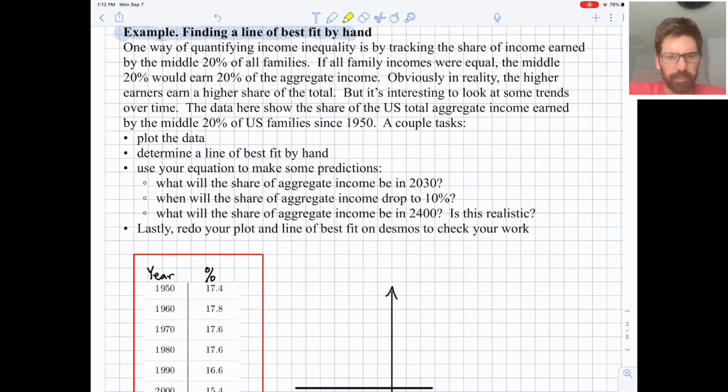So we have some real-world data that quantifies income inequality by tracking the share of income earned by the middle 20% of all families. If you divide all families into percentiles based on their income, let's find the middle 20%, so from 40% to 60%. Now, obviously, if everyone earned the same amount of money, the middle 20% would earn 20% of the overall income. But in reality, the higher earners earn a higher share of the total. I think it's interesting to look at some trends over time to get a sense of how those numbers are changing, and it gives you a sense of how income inequality might be changing over time.